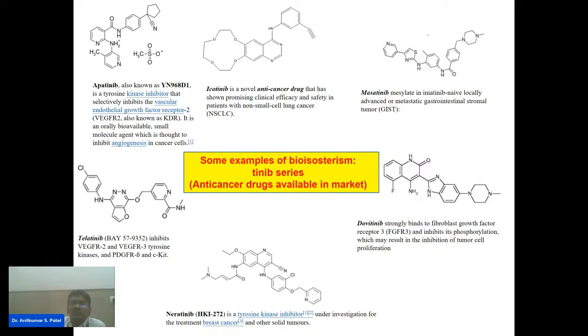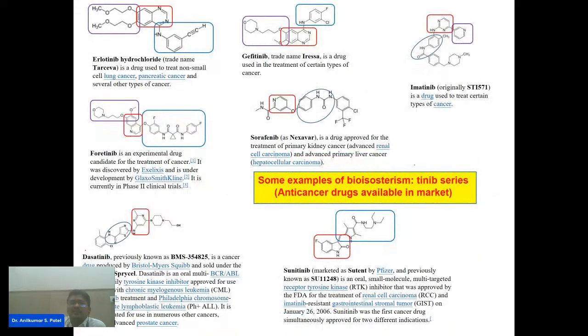There are similar examples in this slide also, containing particular heteroatoms which are replaced with other heteroatoms, and which give a particular anti-cancer activity. So these two drugs are anti-cancer drugs which are currently in the market, known as the TINIB series.